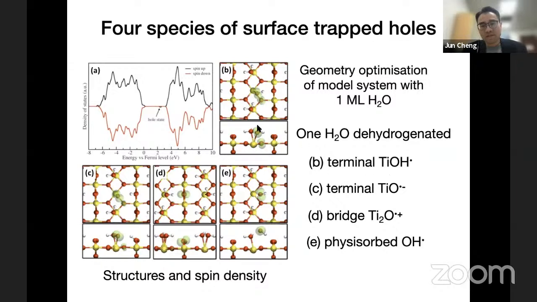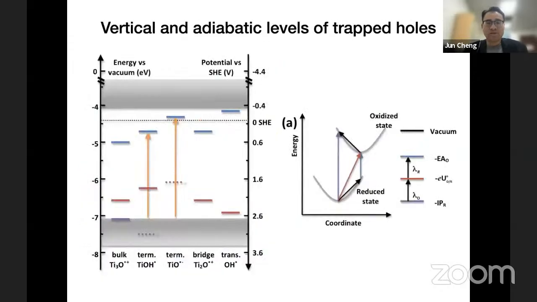The first one, as I mentioned, is terminal OH. And also the deprotonated state of the terminal OH. And the hole can also localize on the bridge oxygen. And there's also a state of the OH that is a bit detached from the surface. We can reproduce those hole states. That's how we plot these levels.